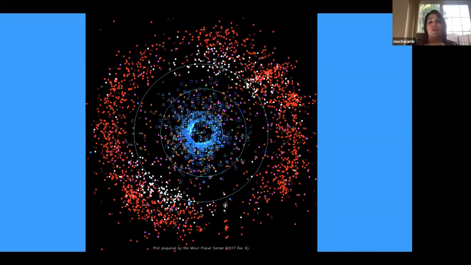The cyan circles here show you the orbits of the giant planets. And then every dot on there is a Centaur or a Kuiper belt object or a comet.